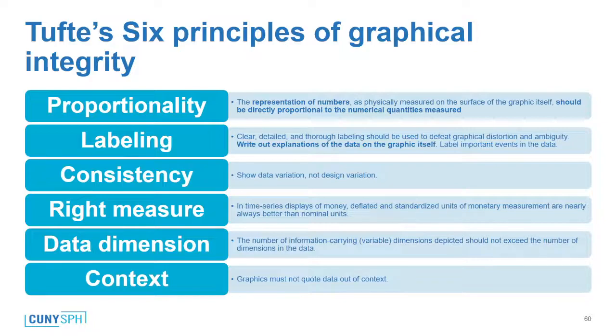Consistency, we want to show the variations of data. We don't want to show variations in design. And that applies, for example, when we have the same variable in multiple observations, then we don't change the color of the variable. Every single variable in different observations is going to have the same color.